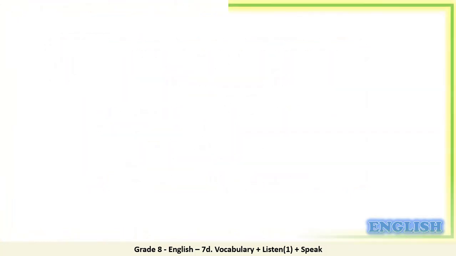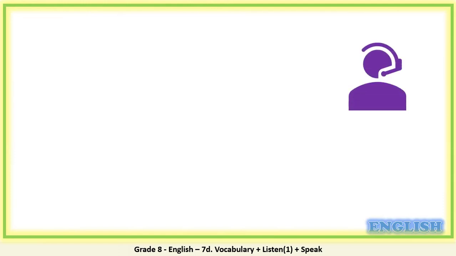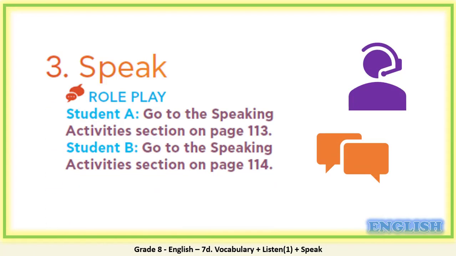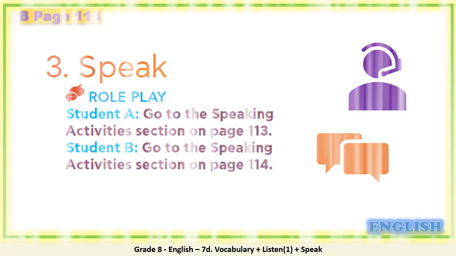Now let's move to exercise 3, speak, and let's read the instructions together. Role play. Student A, go to the speaking activities section on page 113. Student B, go to the speaking activities section on page 114. You will have to imagine the situation and compose a dialogue between a shop assistant and a customer using the information on pages 113 and 114. And we will have a look at the two tables in the next 2 slides.